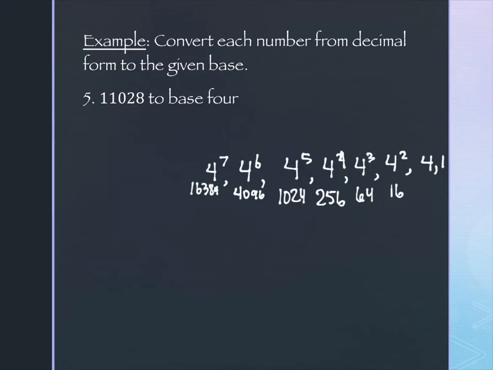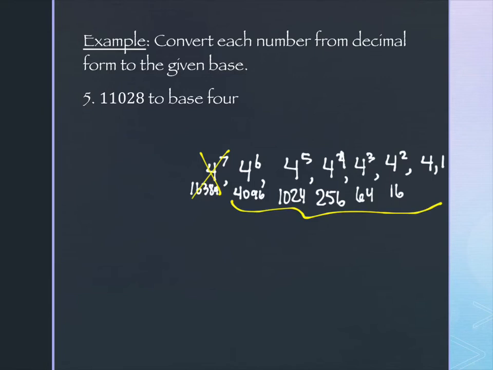Okay, so I'm looking at the number 11,028. I need all of the powers of 4 that are smaller than that, and the ones that are bigger than that I don't need. So I don't need this one, but I will need all of these powers to work with. Okay? Everybody good so far? So I'm working with bags that are certain sizes. The sizes of the bags are based on the base system I'm working in, in this case, base 4.